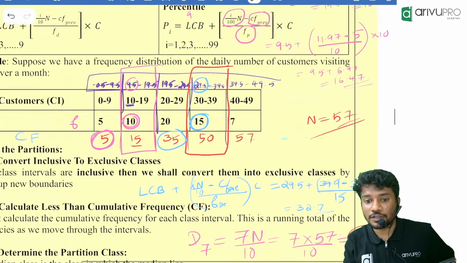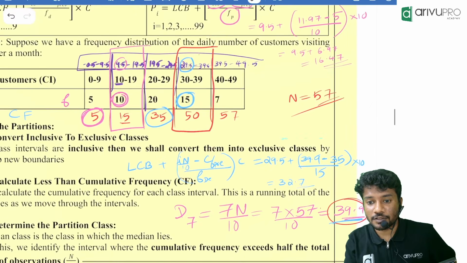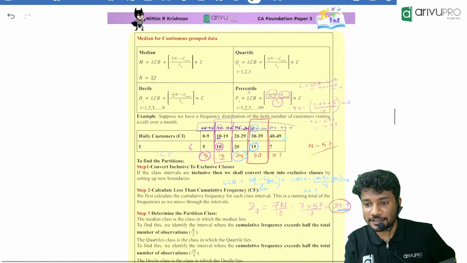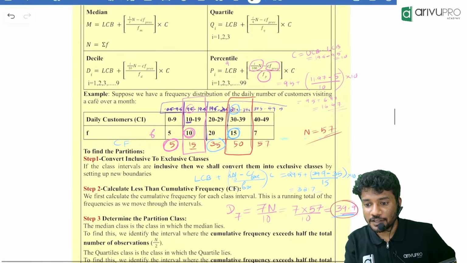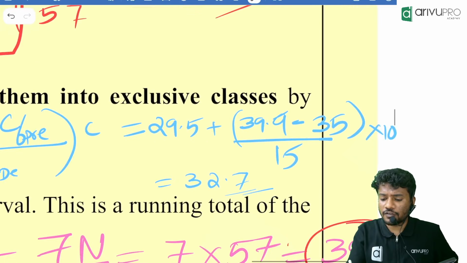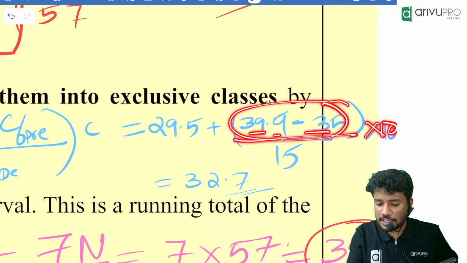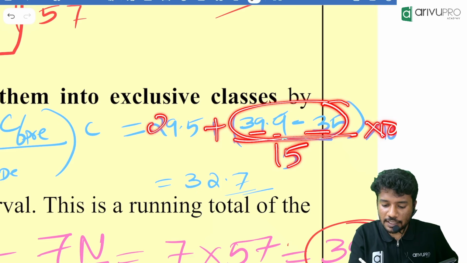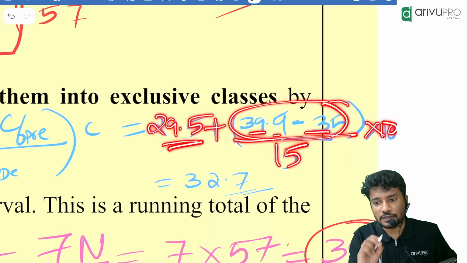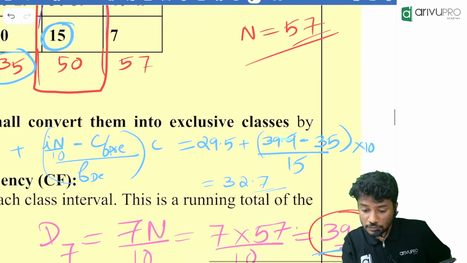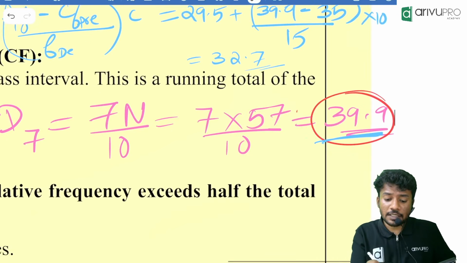Any other doubt? Tell me. So how to calculate this first of all? First you will find this minus this, 39.9 minus 35. Then multiply it with 10 divided by 15. Then you will click the plus sign and type 29.5. That is nothing but n by 10.